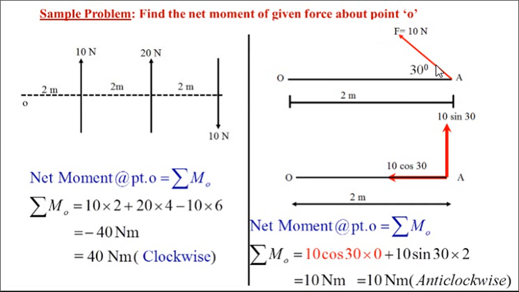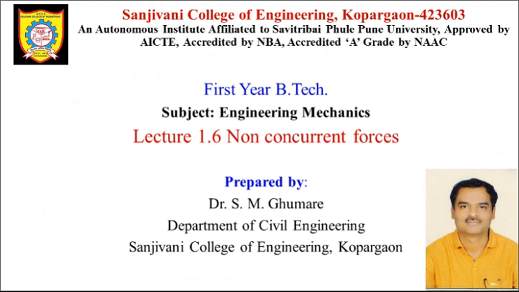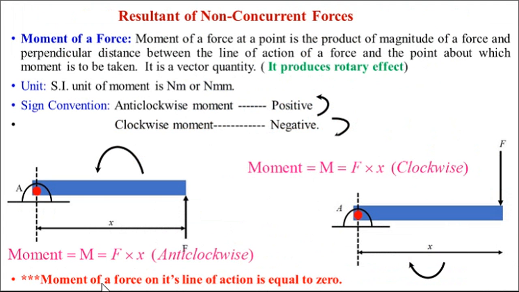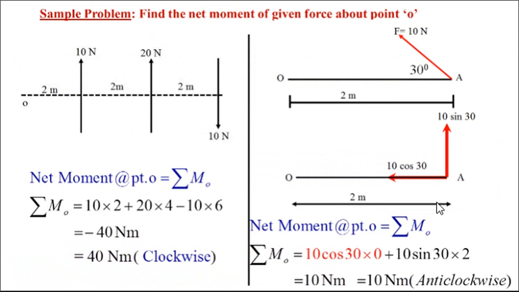The orientation is in the second quadrant, so x component, y component. It is acting at point A, so 10 cos of 30 will act here and 10 sin of 30 will act here. And then if you want to take moment about point O, what will happen here? We have just seen that the moment of a force on its line of action is equal to 0. So how will it be 0?